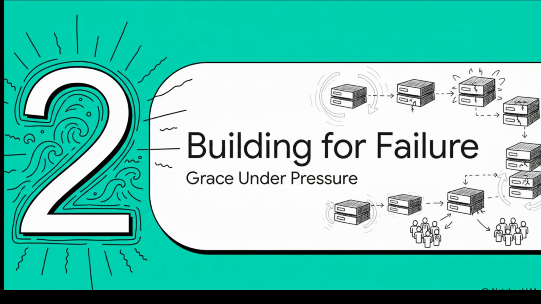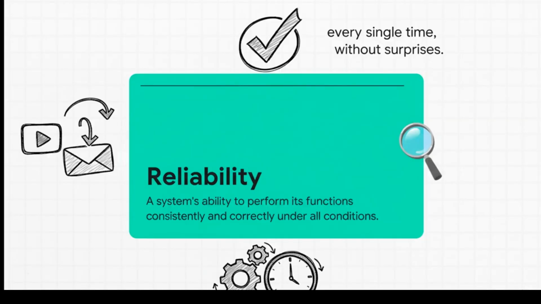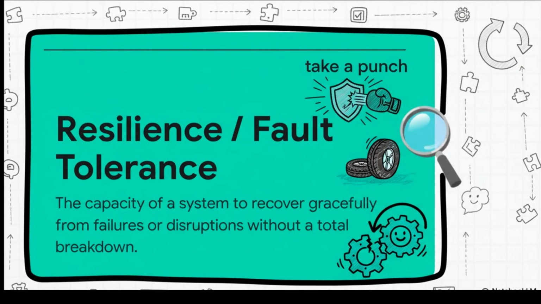All right, section 1, building for failure. So here's the big question. How in the world do you build something that's getting hammered by millions of users all at once and make sure it doesn't just fall apart? The number one goal here is something called reliability, and you can just think of it as a promise. A promise that when you click play, the video actually plays. When you hit send, the email actually sends. It's a system doing exactly what you expect it to do, every single time. No drama, no surprises.